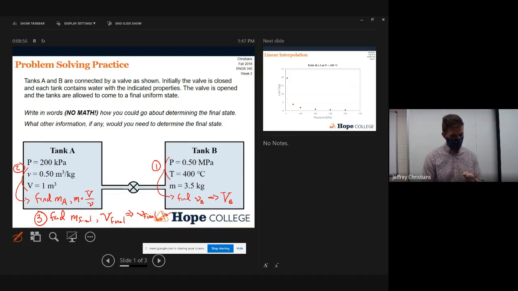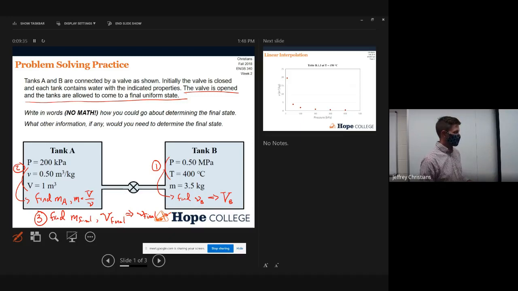What the problem says is the valve is opened, and the tanks are allowed to come to a final uniform state. We're not told anything about how that happens. It happens. But it doesn't matter how it happens. It doesn't matter if things are heated up or cooled down or happen fast or happen slow. The process doesn't matter because the total mass is still the total mass, and the total volume is still the total volume.